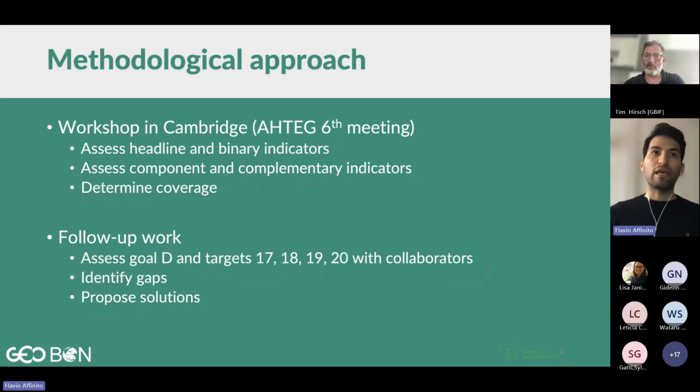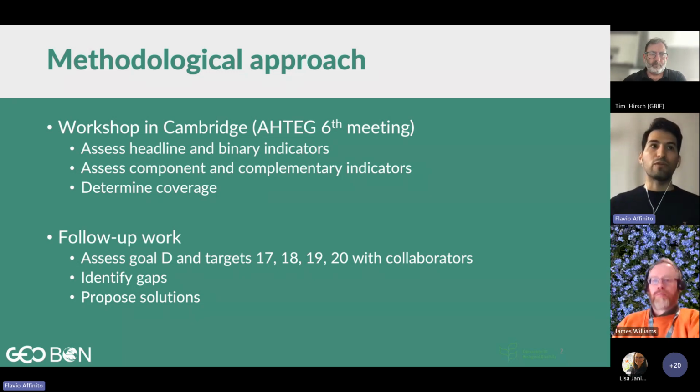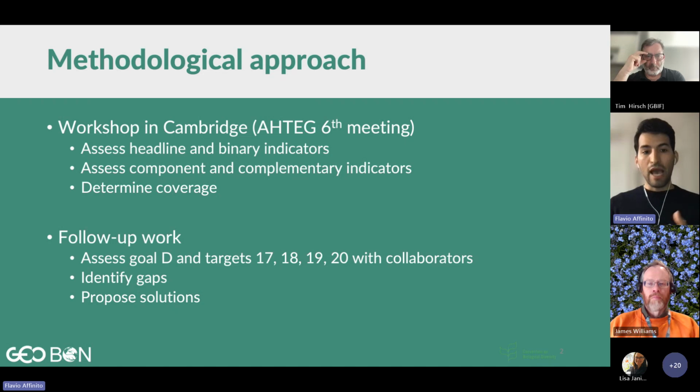And when we didn't have a headline or binary indicator that was able to do that, or that was not able to do that fully, then we also asked them to assess whether the list of complementary and component indicators that was available was able to track progress. And we also asked that when we qualified that an indicator was able to track progress towards an element, how that progress was being tracked, whether it was a full tracking or partial tracking, which I'll come to in a second.